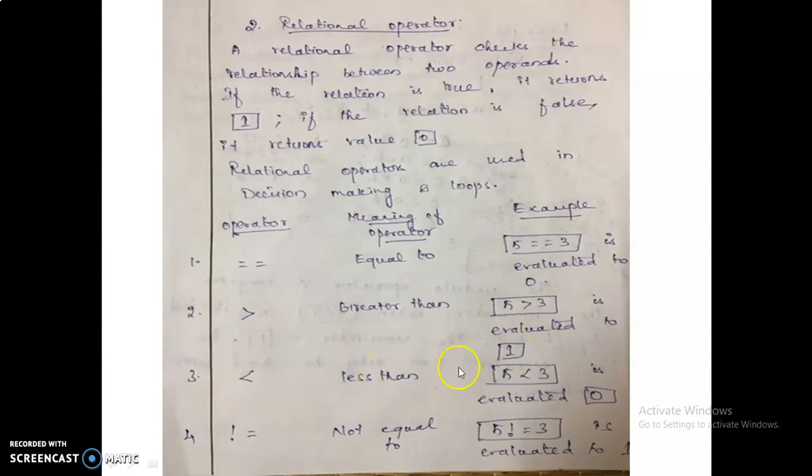And then less than: 5 less than 3, this is false, so the value of the result is 0. The fourth operator is not equal to. 5 not equal to 3. Yes, 5 is not equal to 3, so this is evaluated and the result is 1. This is true.